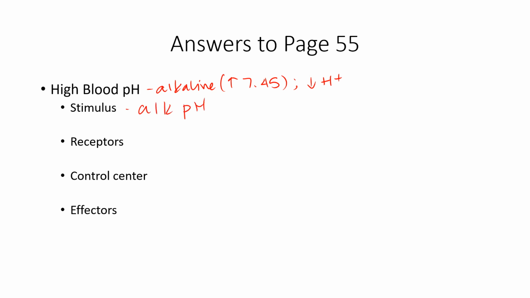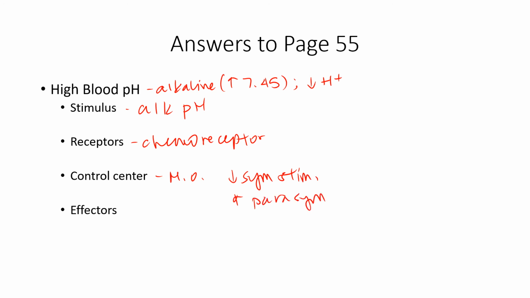Now, since we're talking about blood chemistry, that's going to be a chemoreceptor that picks up on this issue. And you may recall they're found in the common carotid arteries, aortic arch, and there are also chemoreceptors in the brainstem. Well, these chemoreceptors tattletale to the medulla oblongata. It's the control center that makes decisions. And its decision is to decrease sympathetic stimulation and simultaneously increase parasympathetic stimulation.